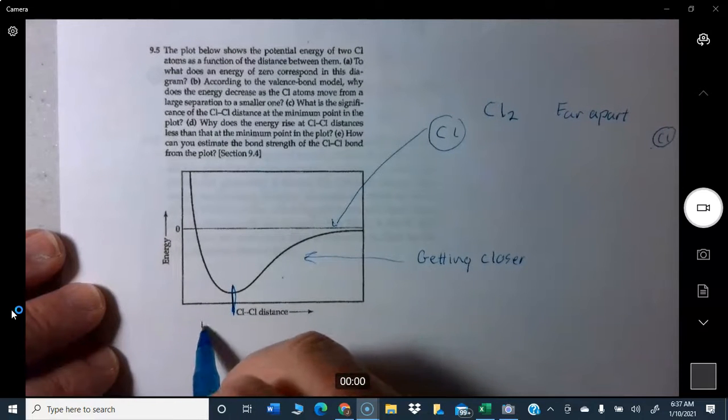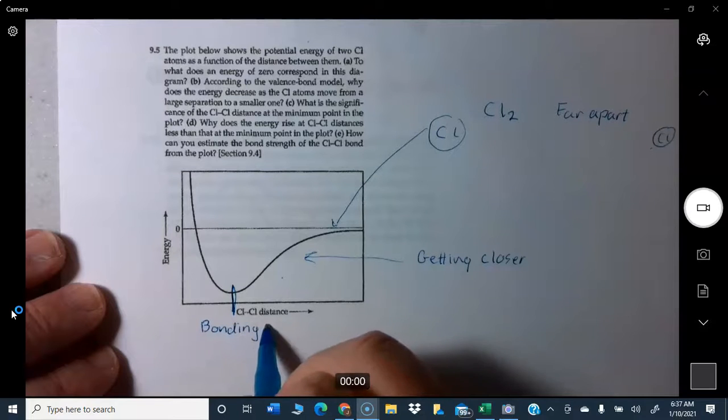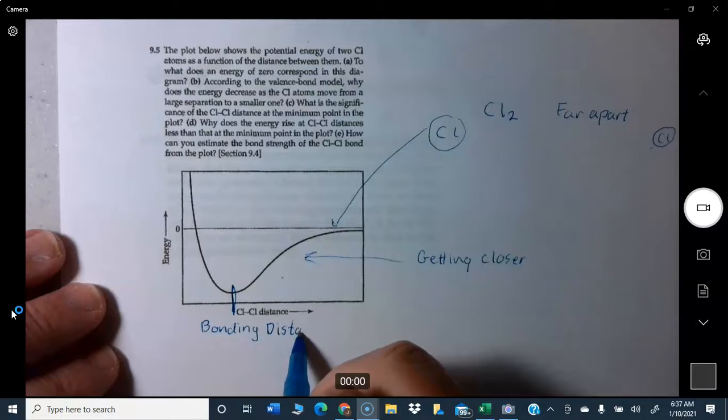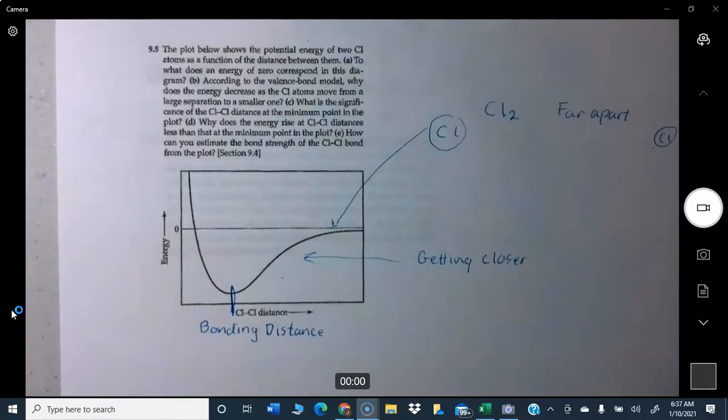As they get here, this is the bonding distance. When they finally bond, this is the distance they're going to want to be apart because it is the minimum energy. And they want to be at the minimum energy. They want to be at the lowest energy state they can be.